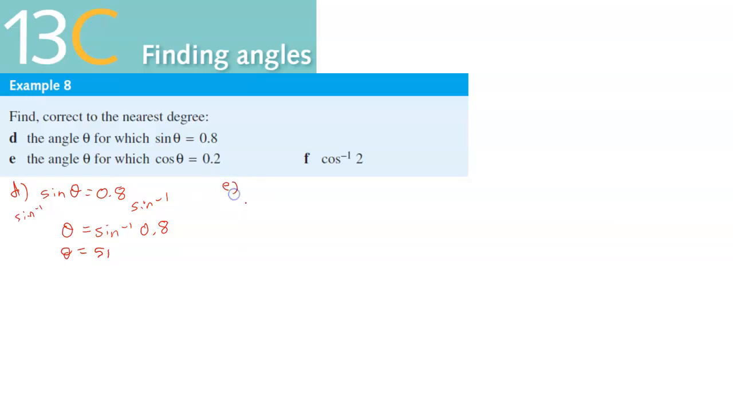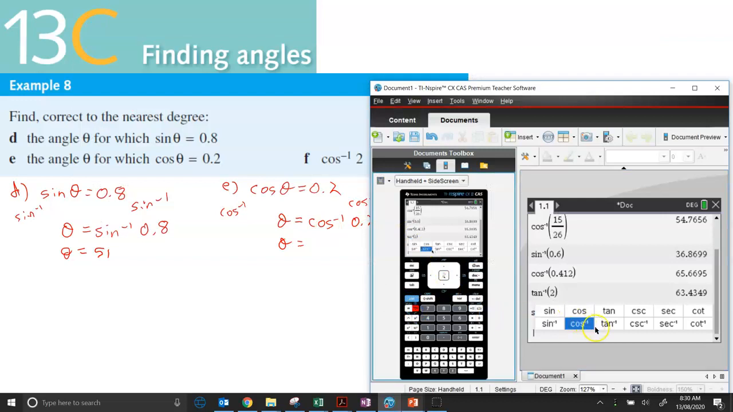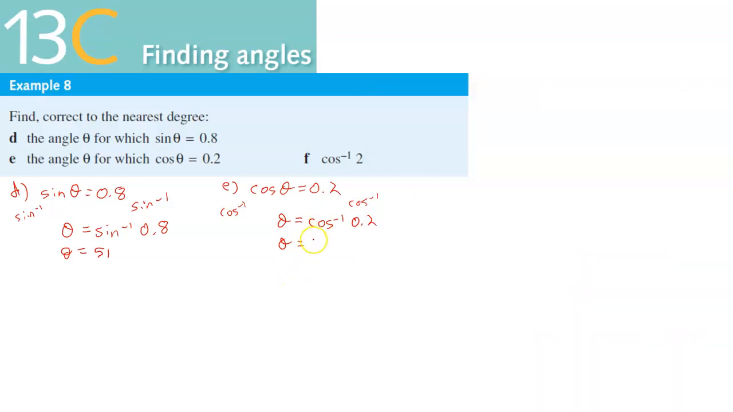Similarly, if cos theta equals 0.2, then I need to inverse cos both sides. And so theta equals inverse cos 0.2, which is trig inverse cos 0.2, close the bracket, press enter, 74 to the nearest degree.